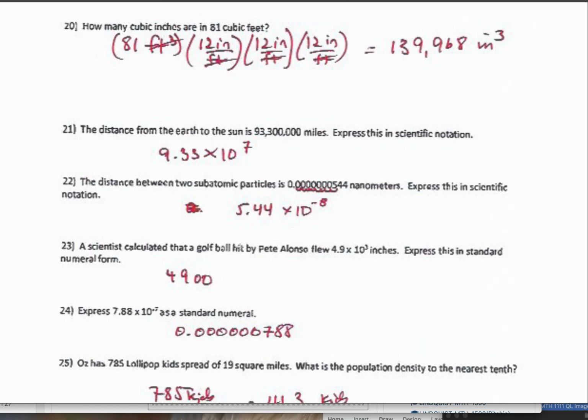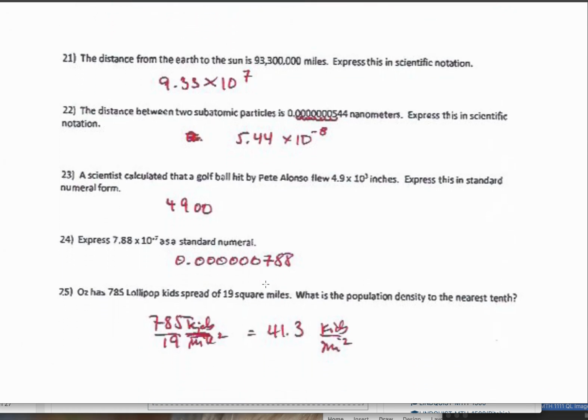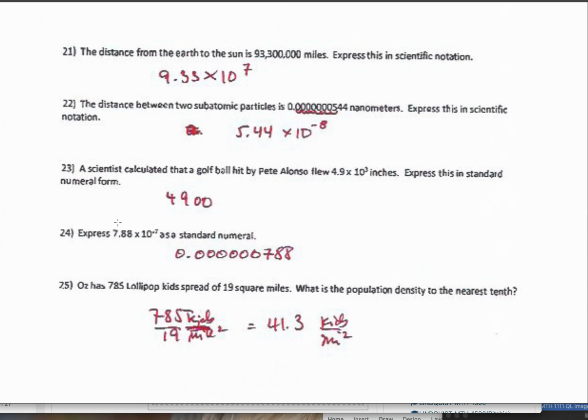A scientist calculated that a golf ball hit by Pete Alonso flew 4.9 times 10 to the third inches. Express this in standard numeral form. So it should be 0.9, but I have to go 3 places for the exponent of 3. 1, 2, 3. Or if you want to look at what we just talked about, going backwards, 1, 2, 3, that makes 4.9, which is between 1 and 10. So 4,900 is correct. Next one, again, look at this: 7.88, that's between 1 and 10. That's what you're looking for in scientific notation.